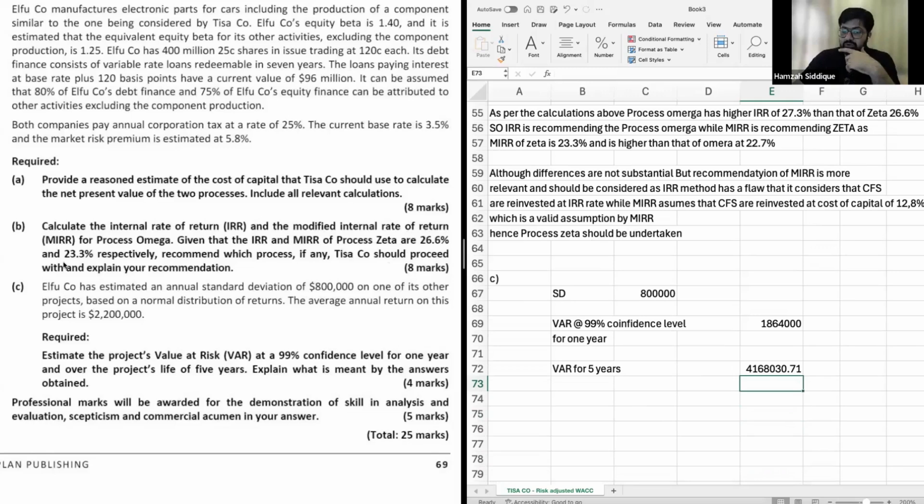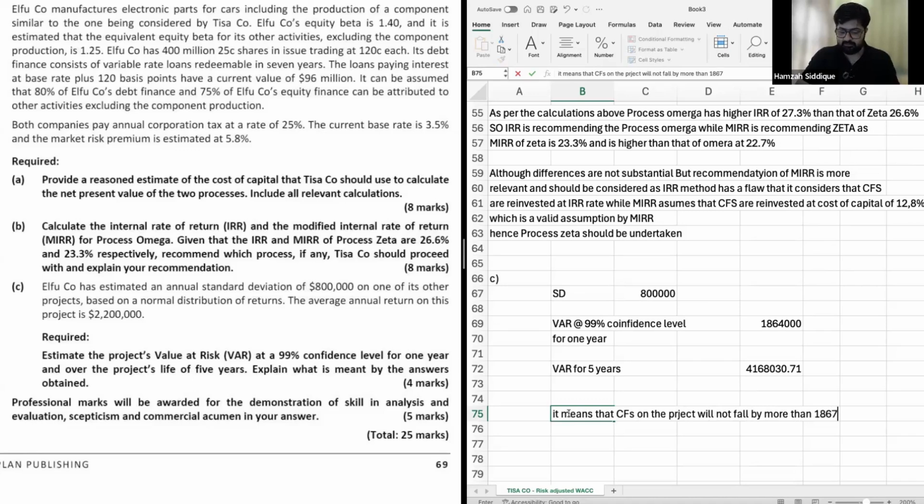So discussion, how to discuss it. It means that cash flows on the project will not fall more than 1,864,000 over 1 year, and LFU company can be 99% confident about that.